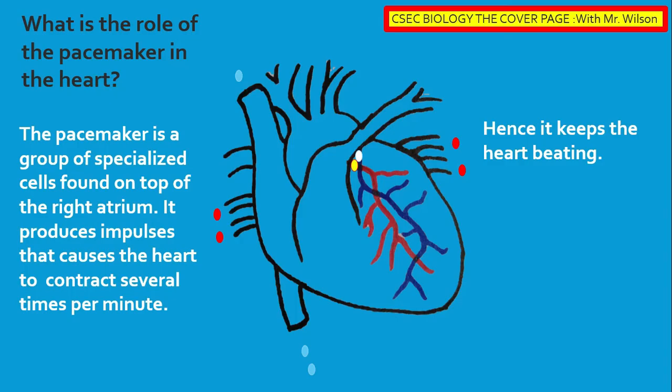This part of the content is very, very important for those persons who are doing human and social biology. The syllabus wants us to look at the pacemaker and the artificial pacemaker. So here we are asking the question, what is the role of a pacemaker in the heart? Now, the pacemaker is a group of specialized cells found on the top of the right atrium. It produces impulses that cause the heart to contract several times per minute. Hence, it is fair to say that it is because of the pacemaker that the heart continues to beat and continues to pump blood around the body.